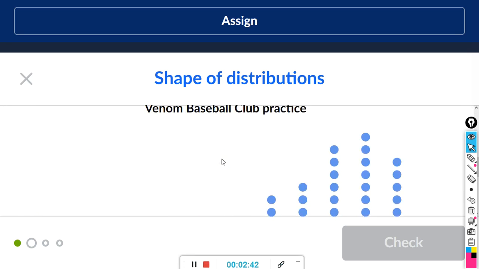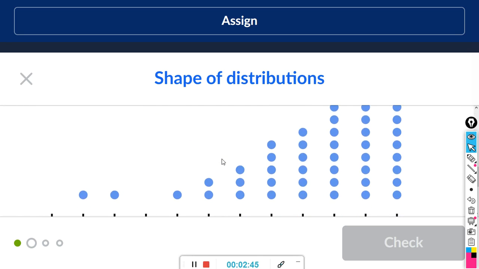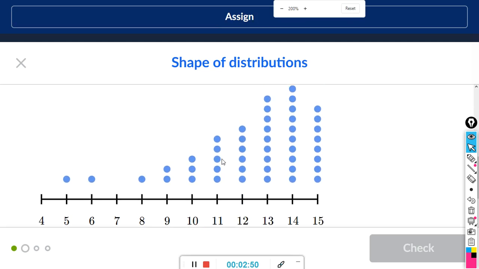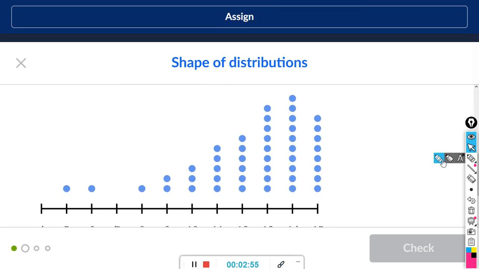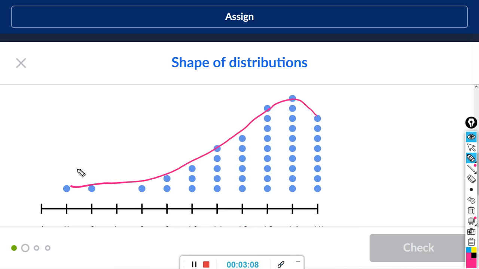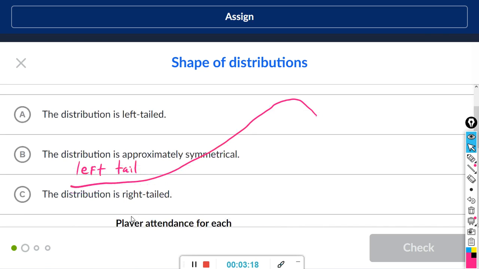So we have our dot plot below. Okay, I'll make it a little smaller. All right, so this is player attendance. All right, and we can see our distribution here. Our distribution is like so. Okay, we can see that it trails off on the left-hand side. So this is clearly going to be left-tailed. Okay, so that's all. Just select left-tailed, answer A.